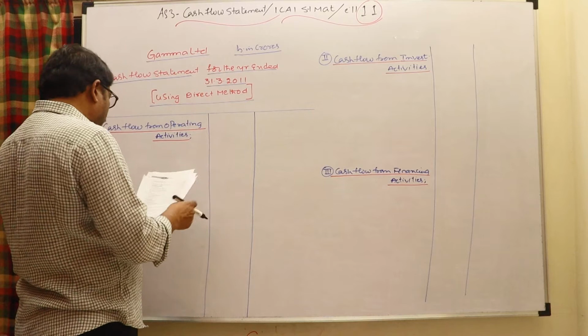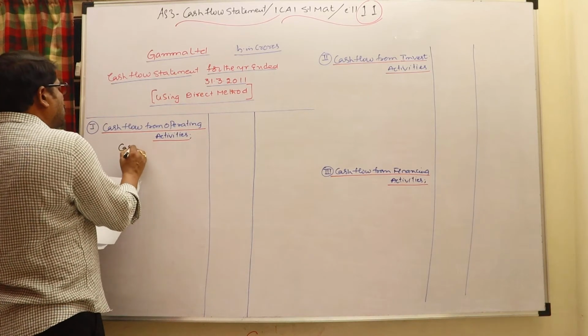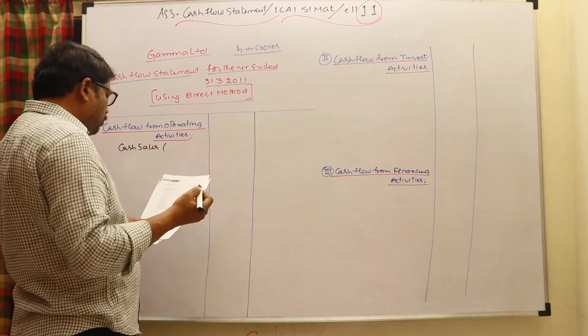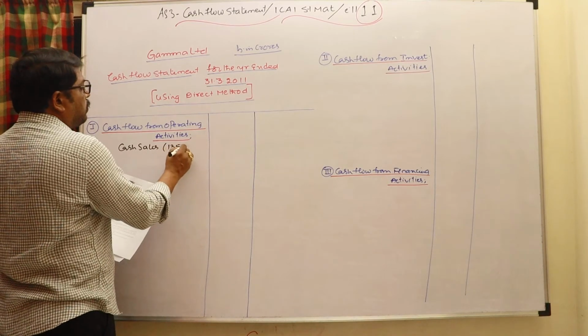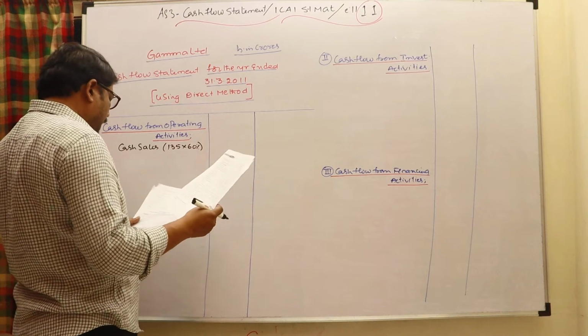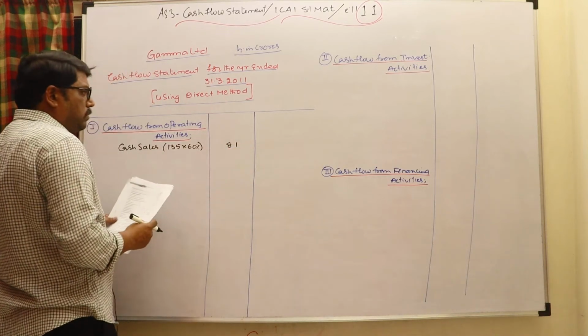First I would like to take cash sales, which is obviously the cash received from operating activities. 135 crores into 60%, that is the cash sales. So the resulting amount is 81 crores.